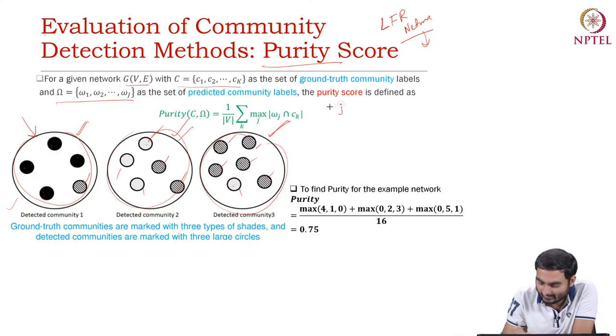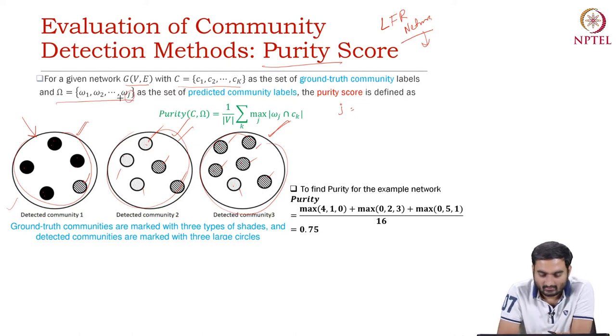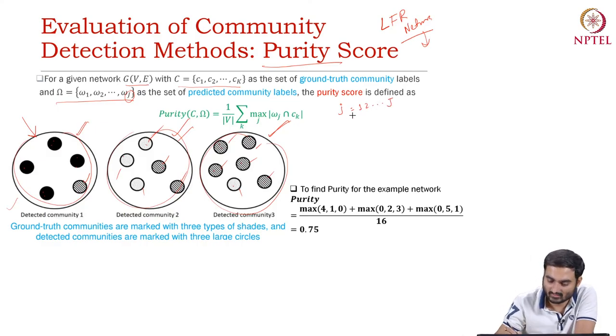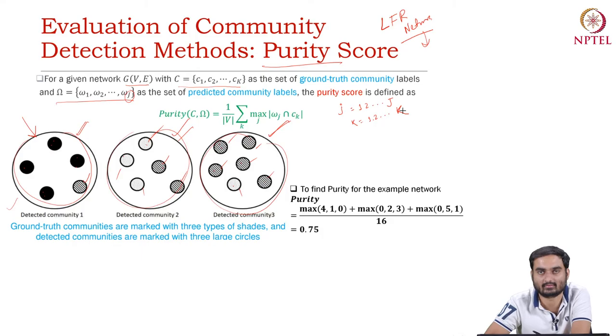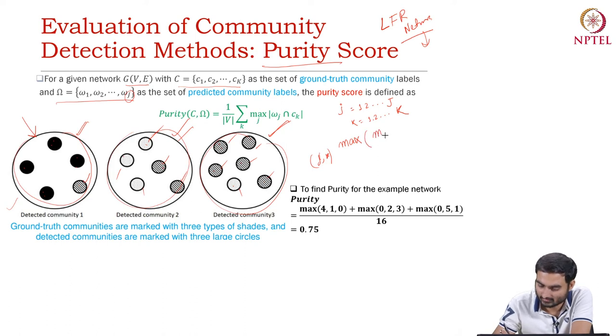So you have this index J, which denotes the detected communities. So there are 1, 2, 3 dot dot dot J number of detected communities. You have index K, which indicates ground truth communities, 1, 2 dot dot dot capital K number of ground truth communities, right? Then we take every pair J, K, and we measure the max. You can write it in this way, you can also write it in other ways. So you take the sum over J of the max over K of |W_J ∩ C_K|.